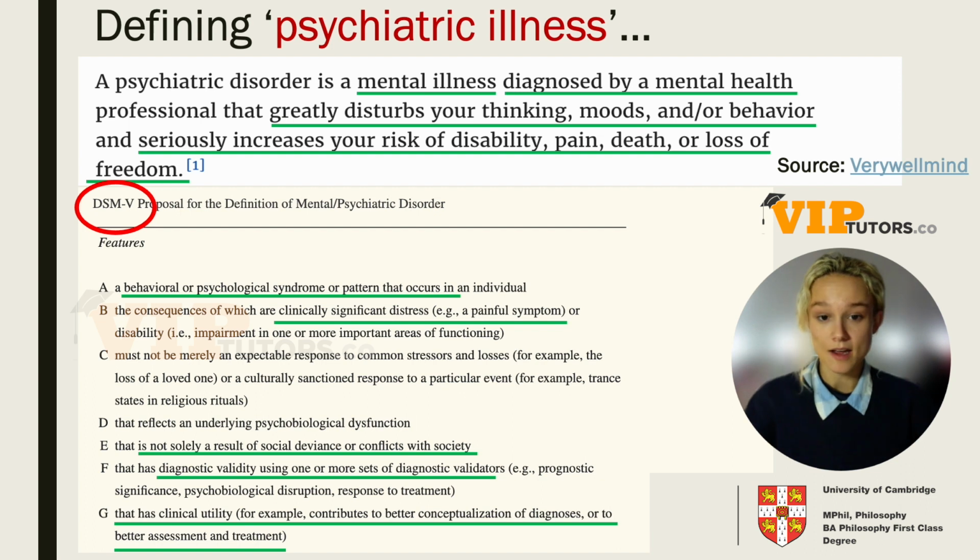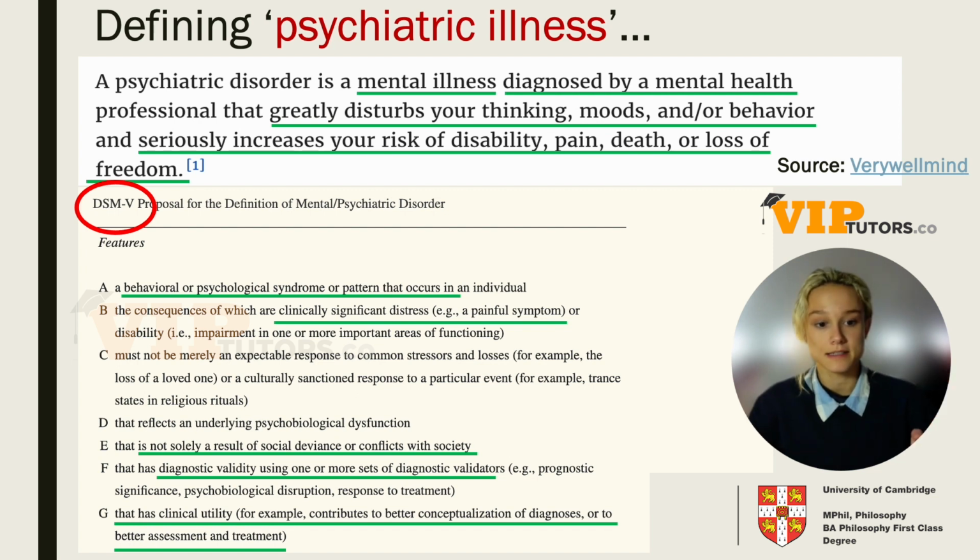Psychiatric illness, I'm going to read this one out because it's quite wordy. A psychiatric disorder is a mental illness diagnosed by a mental health professional that greatly disturbs your thinking, moods, behaviour, and increases your risk of disability, pain, death, or loss of freedom. And that is from the DSM-5, which is a diagnostic manual. So it's sort of the main manual used to diagnose psychiatric illnesses or psychiatric disorders.